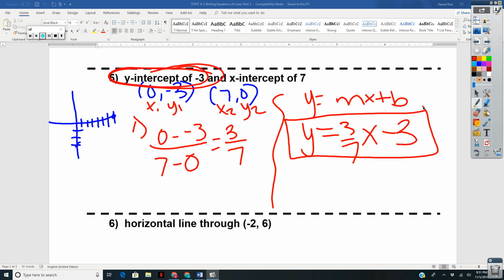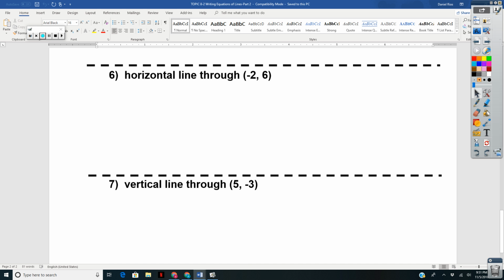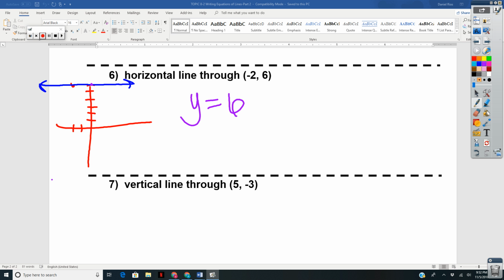All right, and let's go on to another one. Number 6, I want a horizontal line through (-2, 6). So I'm going to make my little graph just to help me. -2, 6: 1, 2, 3, 4, 5, 6 is right there. And I want a horizontal line. A horizontal line is going to go like this, and notice that it's going to hit my y-axis right there. That means the equation of that line is y equals 6. That's my final answer.